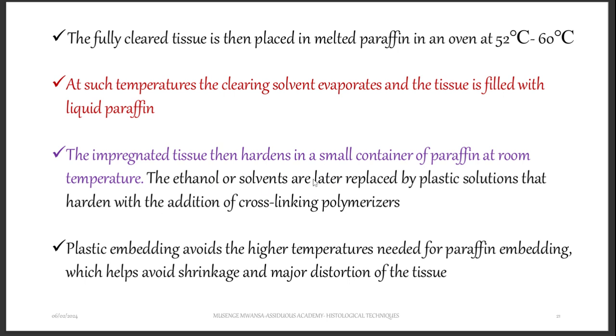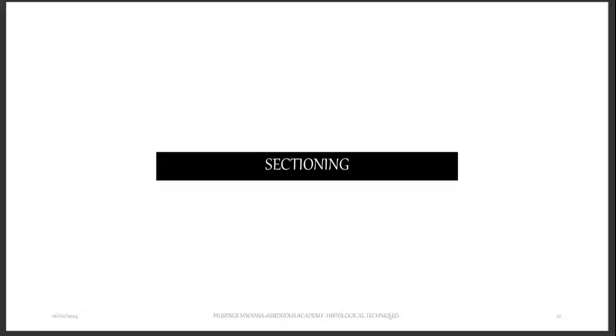Okay, so the ethanol solvent is going to be replaced by plastic solution, which of course can be the paraffin as it becomes solid, and this is done with the addition of cross-linking polymerizers. So it's like the embedding material that you are using is connecting these tissues to one another to become strong. Plastic embedding avoids the higher temperature needed for paraffin embedding, which helps avoid shrinkage and major distortion of the tissue. So for embedding, you don't only use paraffin, you can also use plastic. And plastic will avoid high temperatures, because those high temperatures can actually distort or destroy some components of the tissue.